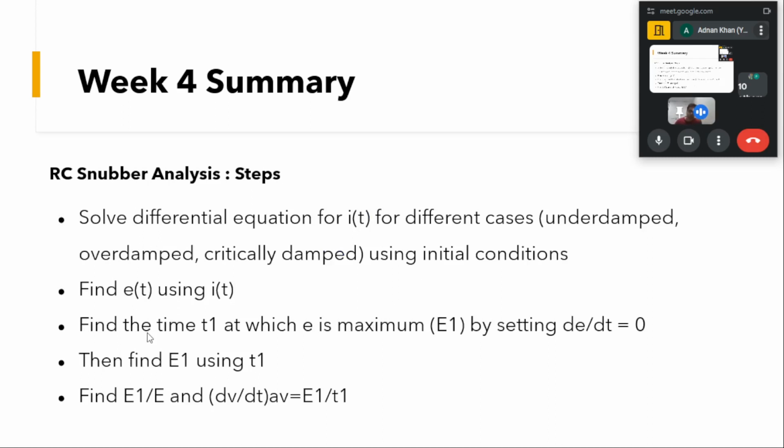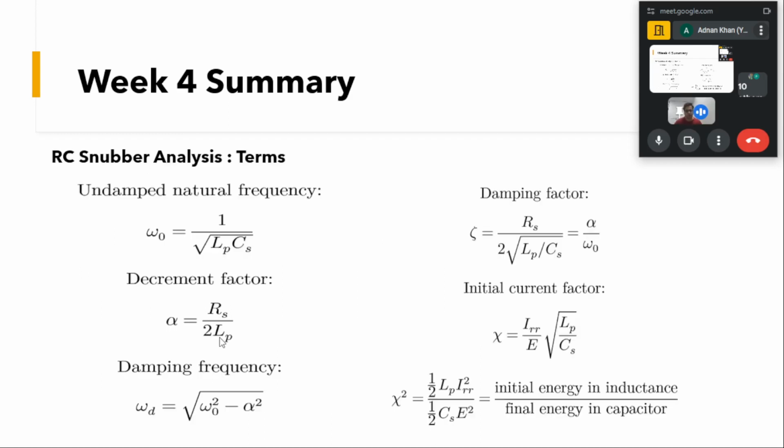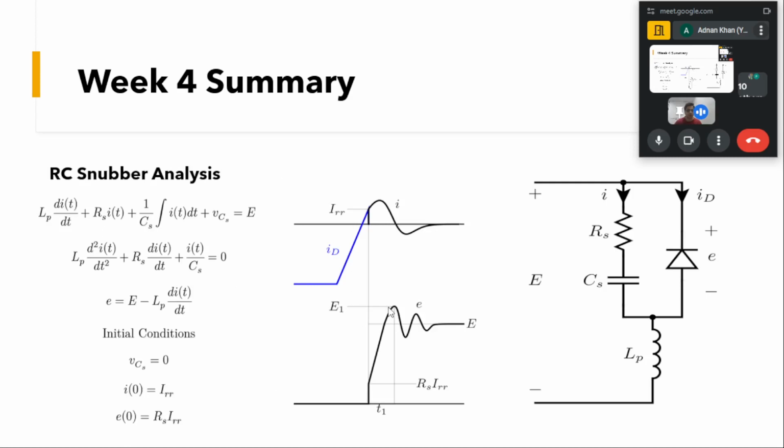And after that, we can find the time at which E will be maximum. That E is the voltage that is coming across our device, where we can do dE by dt. We set dE by dt equal to 0. Then we can find E1. What is E1? E1 is the peak of this voltage that will come across this device. And we don't want this E1 to exceed our device specifications for which this device is rated.